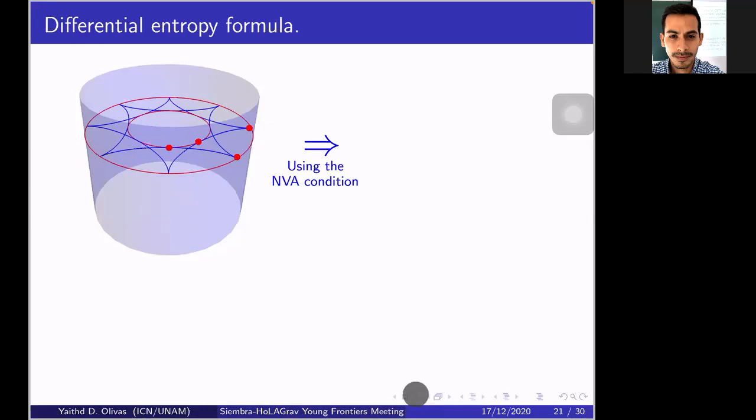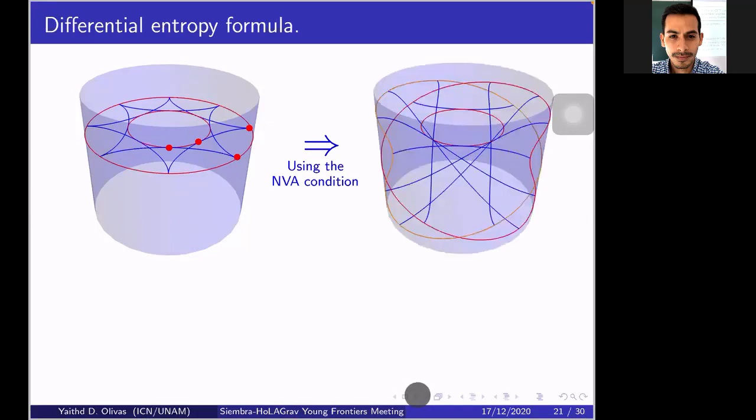But we can use the null vector aligned condition, or the generalized tangency condition, to find another family of intervals. For this family, I'm going to choose that the first one stays the same, but the second one is one that is null vector aligned. And the endpoint of this geodesic is this one. And as I move around, I can see that the path that is traced by the endpoint of the geodesic is going to be very different from the first one.